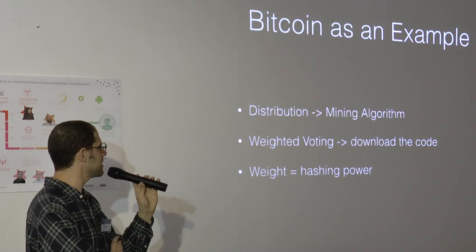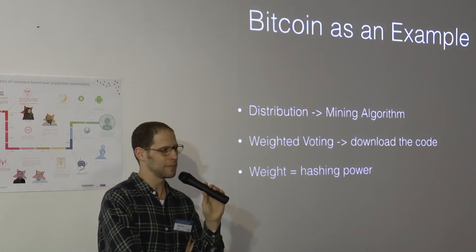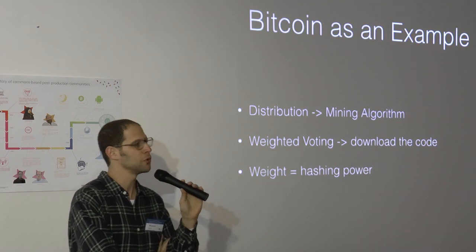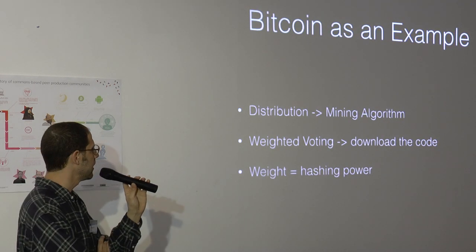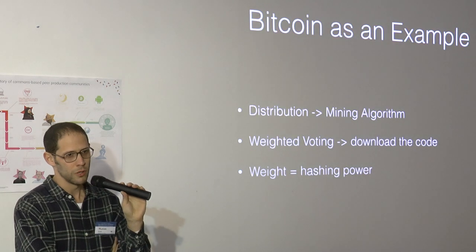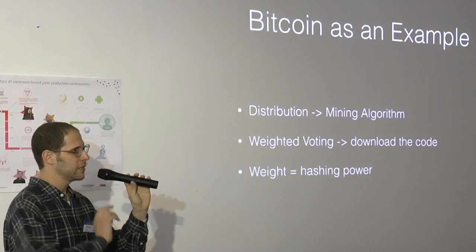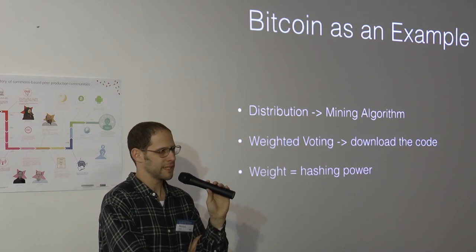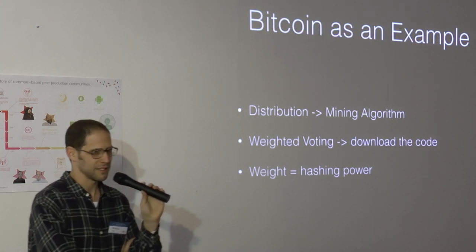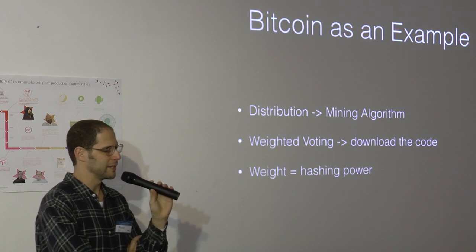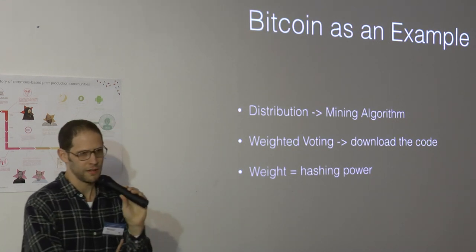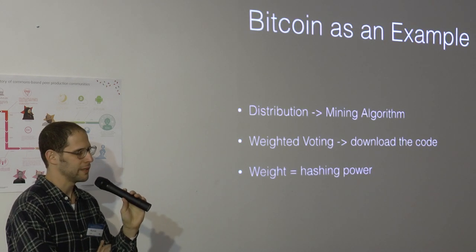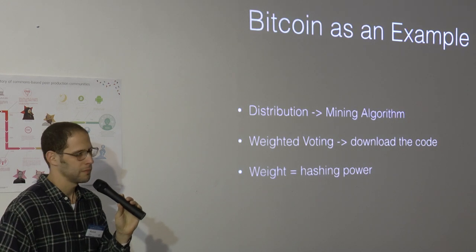So I claim, yes, there is a weighted voting about deciding what is the protocol, and it's simply by downloading the code. If I download code A, I vote for code A. If you download code B, you vote for code B. And do we have weight? Yes, we do. What is our weight, our reputation in the system? It's simply our hashing power, which I think is reasonable in some sense, but unreasonable in many other senses. I mean, we don't really think that this should be the measure of your reputation, skillfulness, etc. It helps to prevent frauds, but it's definitely not an ultimate weight mechanism.